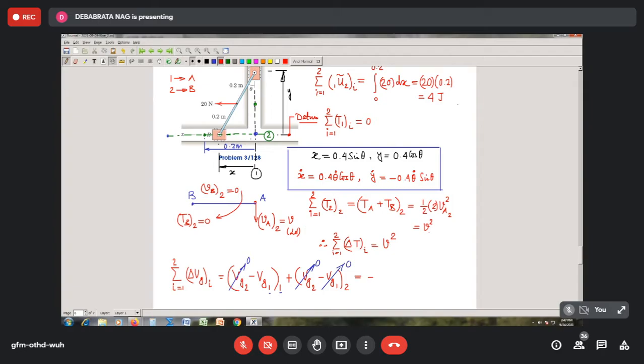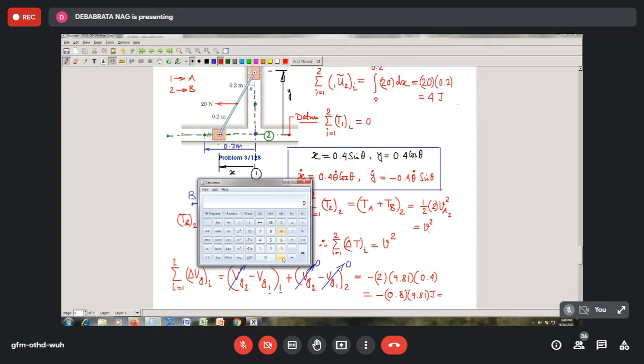So the only surviving gravitational potential energy is this when it is here, and obviously this is going to be minus 2 into 9.81 into the height. This is plus because we are on the upper side of the datum, and how much will that be? That is 0.4. So it means that it is minus 0.8 times 9.81 joule. So you can calculate how much it is.